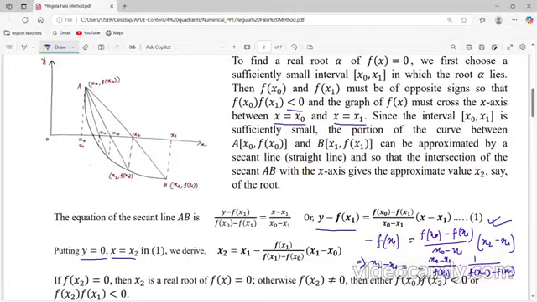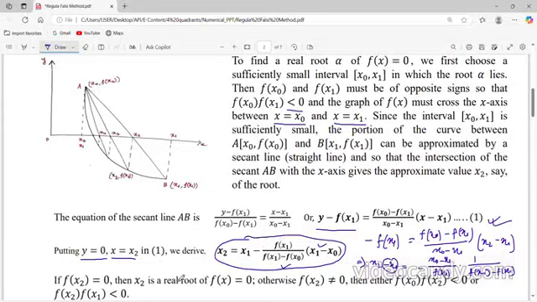Here we take minus common, so it becomes (x1 minus x0), and after taking minus common it becomes f(x1) minus f(x0). The minus signs cancel to give a plus sign, and we shift minus x1 to the right hand side, so you will get this equation.